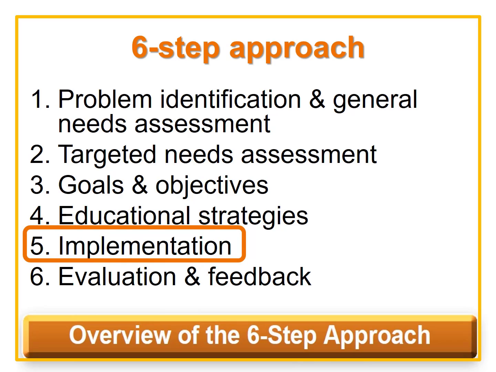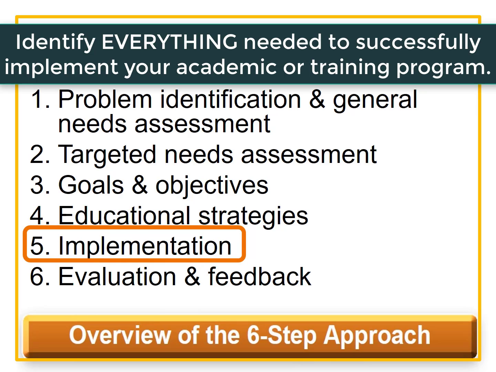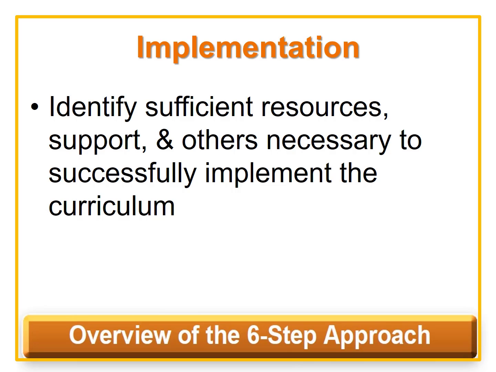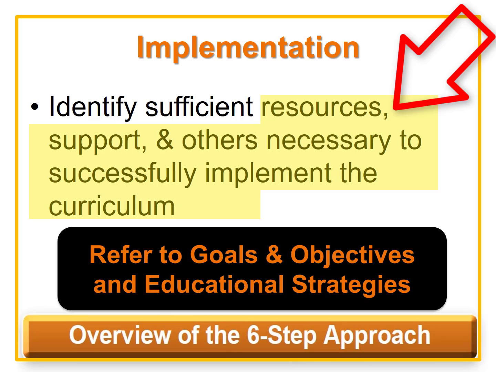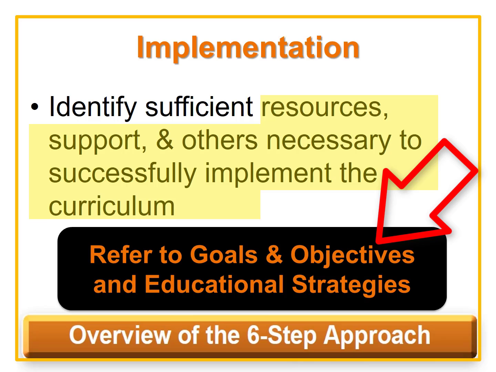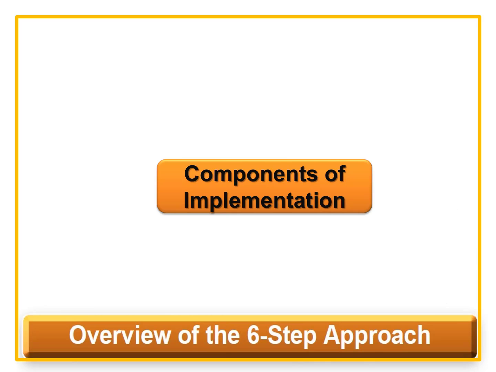In Step 5, you will be identifying everything that you need to implement your curriculum successfully. In implementation, we identify sufficient resources, support, and others necessary to successfully implement the curriculum. And to do this, we have to refer to goals and objectives from Step 3 and the educational strategies that we identified in Step 4. There are 6 components to implementation.